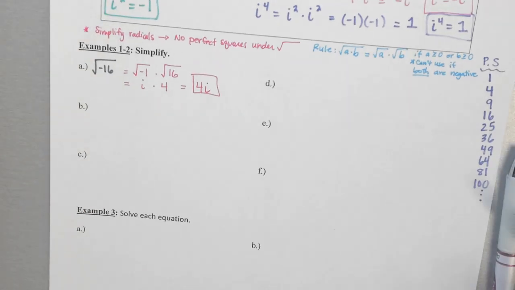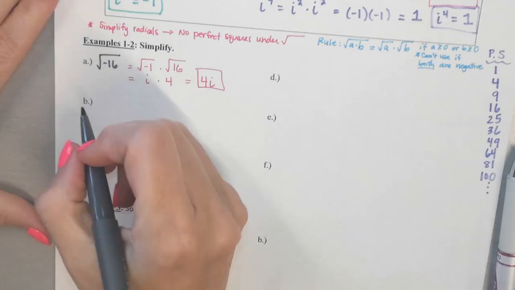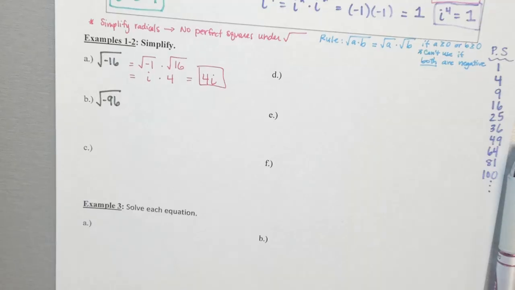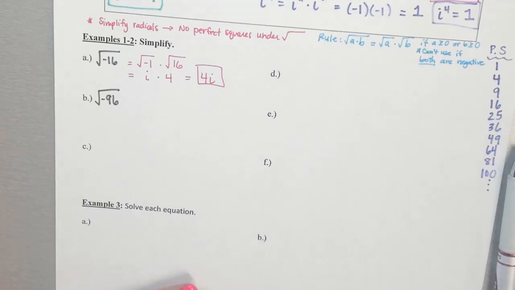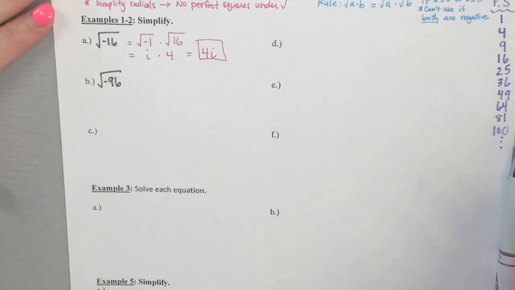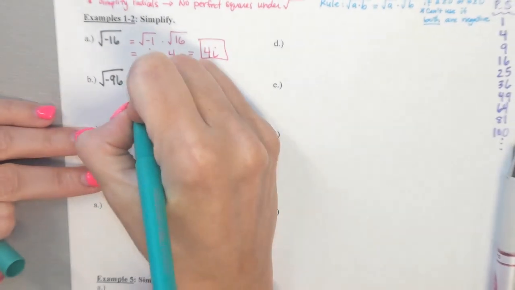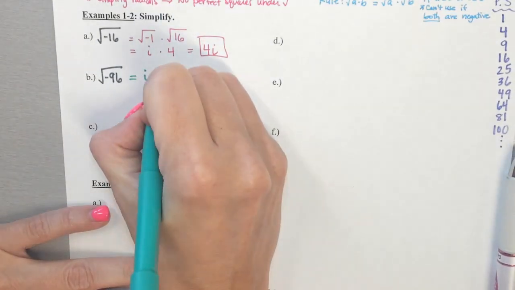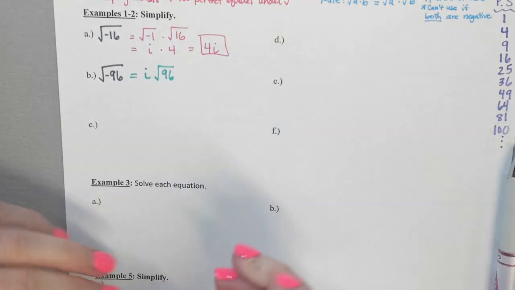All right, the next one is the square root of -96. There are a few different ways you can do this. Whenever you see a negative, we know it's going to make an i, so you don't have to write it all out every time. You can just make this i times the square root of 96.